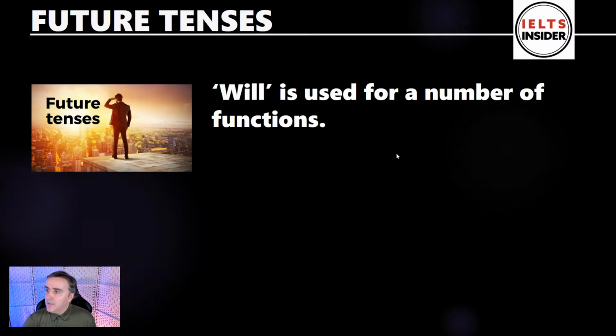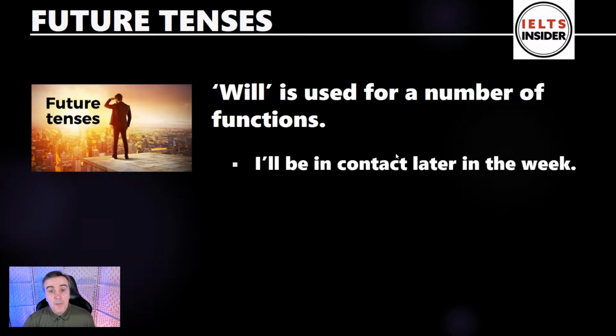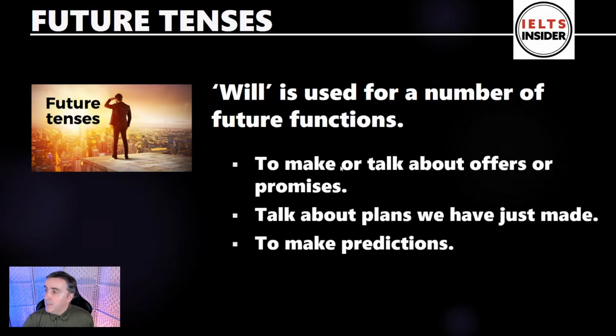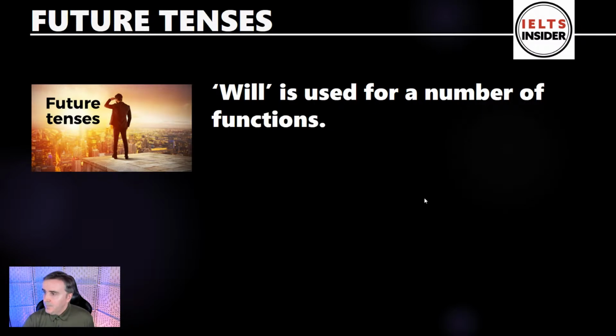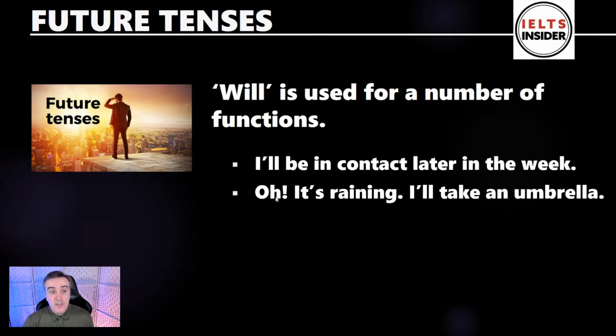So, some examples of these. I'll be in contact later in the week. So, this is an example of when we are making a promise here. A plan we have just made. Oh, it's raining. I'll take an umbrella. So, we've just made the plan to take an umbrella because we have seen that it is raining.